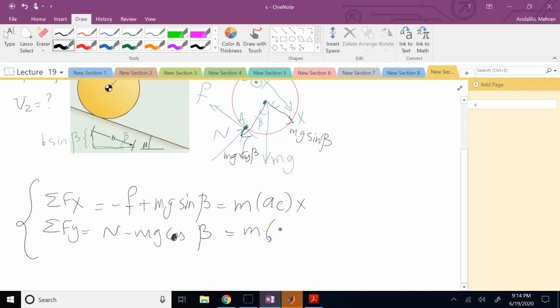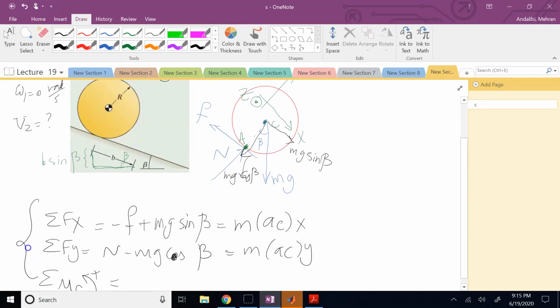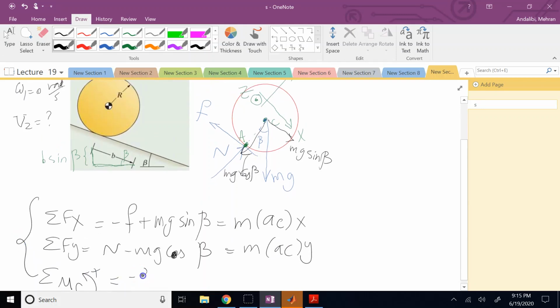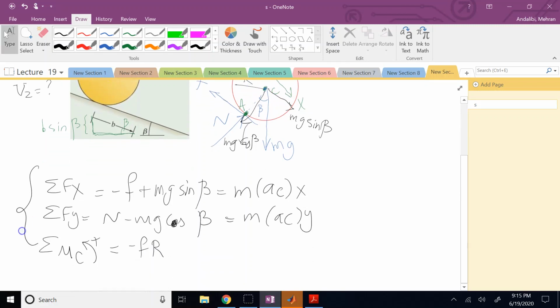This is equal to mass times acceleration of the centroid in the y direction, and sum of moments about the centroid, counterclockwise positive, which is equal to clearly negative f times r, right? Because the only force creating moment about the centroid is F, and it is clockwise, and this distance is R. So negative FR is equal to I about the centroid times alpha. I'm sorry, there is no 1/2, that's kinetic energy.